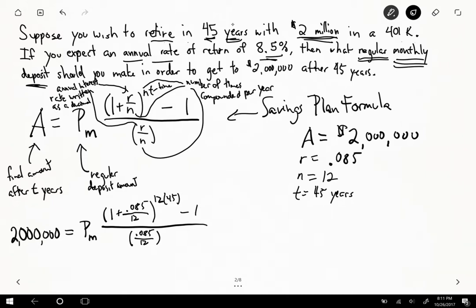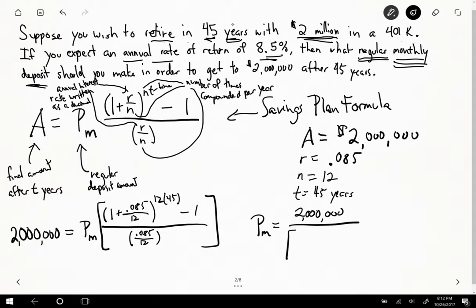time. But what's going to happen at the end of the day? All of this stuff right here that we just put in brackets, that's going to be just some number. And if we want to solve for P sub M, what do we need to do? Well, we need to take this number times P sub M and get what P sub M is. So the way to do that is to divide both sides by whatever this number is. So what we find is P sub M is equal to 2 million divided by all that junk that we just wrote, right?